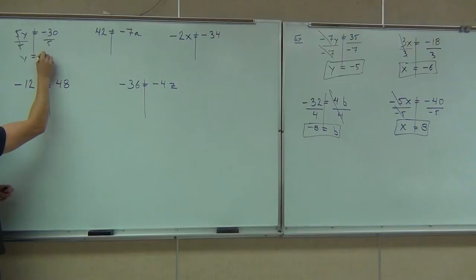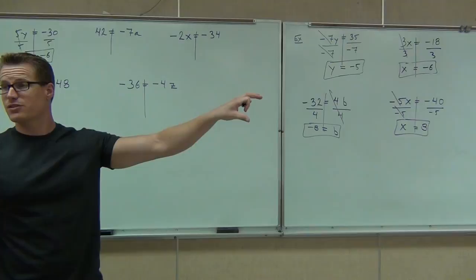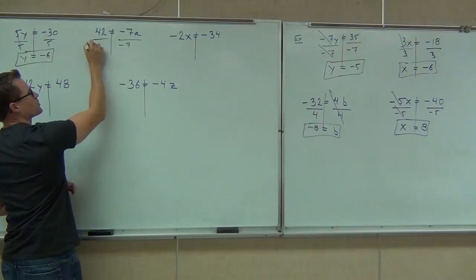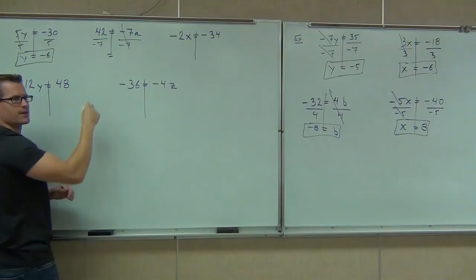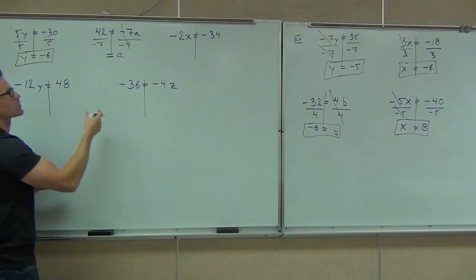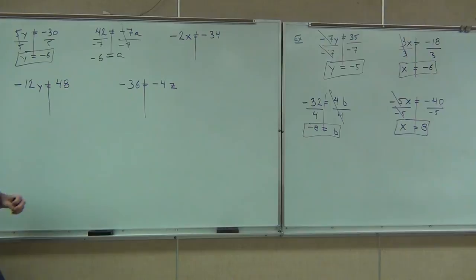Perfect. Next one, we notice our variable is on the right-hand side. We have that negative 7 being multiplied by a. We're going to divide both sides by negative 7. That's the only way that we're going to create a positive a over here. Notice we still have the same exact thing. Negative 7s are gone. That's why we did that step to create a 1. 1 times a just gives us a. That's why that whole thing works. We do 42 divided by negative 7. Hopefully you got negative 6. Are these all going to be negative 6?